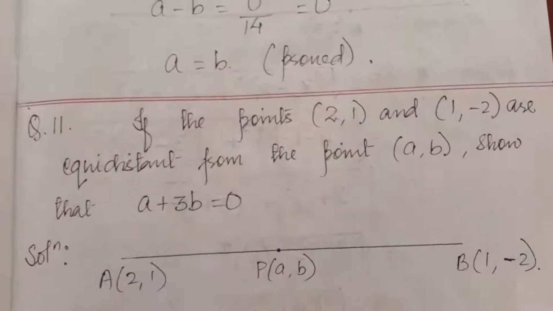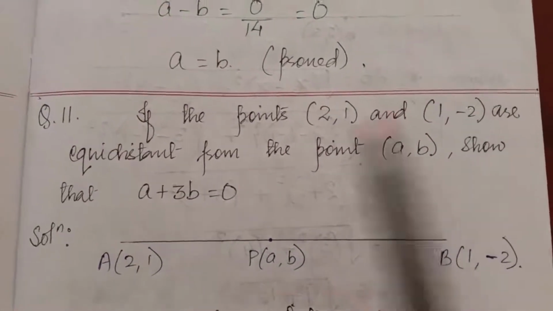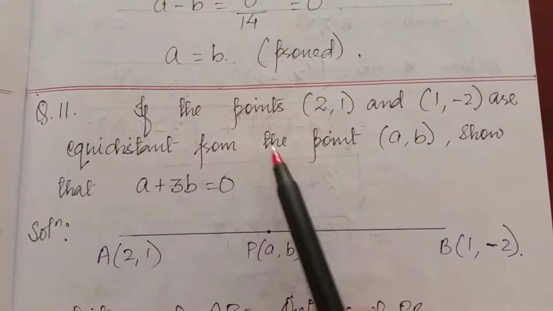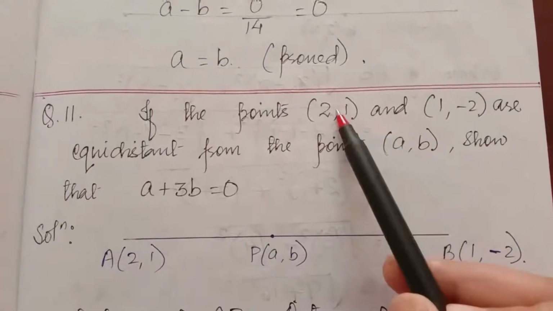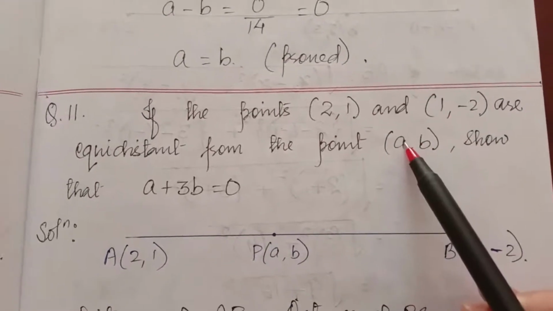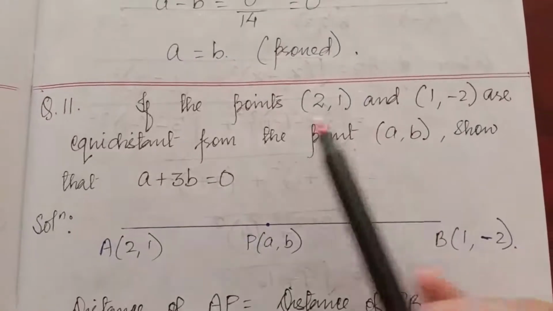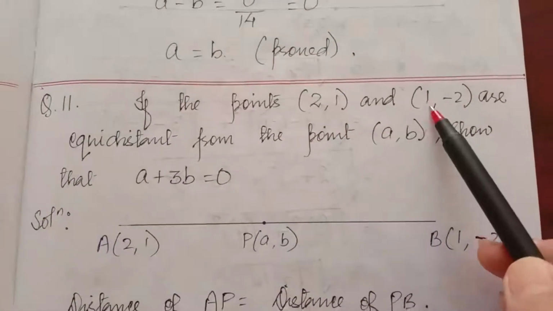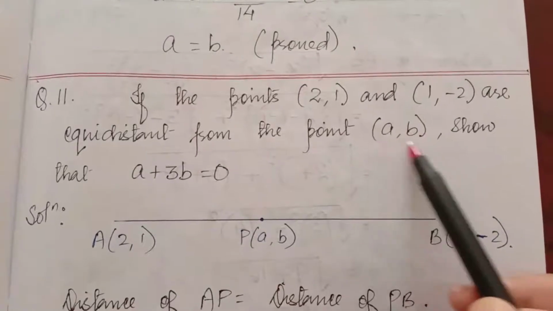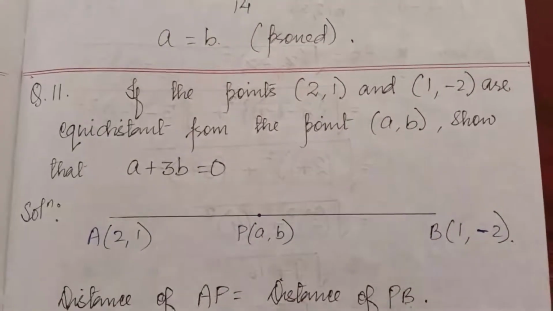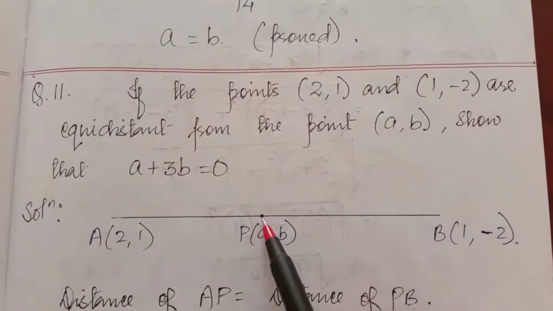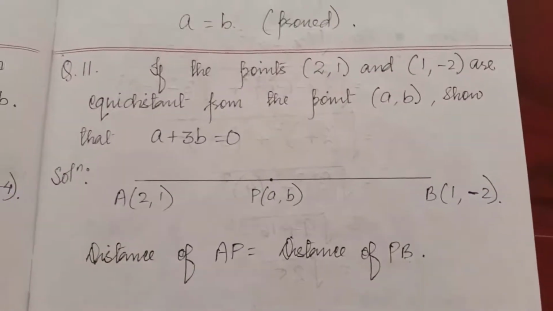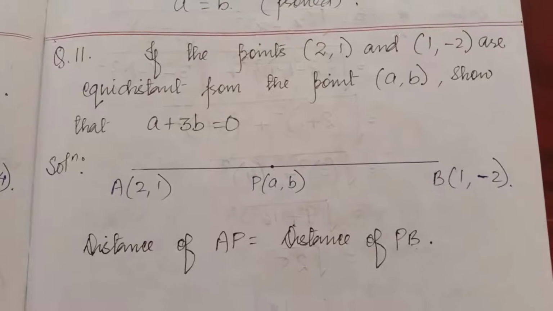Number 11. This is homework, okay, but I will tell you how to solve the question. If the points 2, 1 and 1, minus 2 are equidistant from the point AB, that means the distance between this point and these points are equal. This is the point which is in the middle of these 2 points. So let's give this point A and here it will be represented by, suppose, B, and let's give the name of this point P. According to the question, these 2 points are equidistant from P, meaning the distance between AP and PB are equal. Same process as question number 10, you have to solve this question yourself.